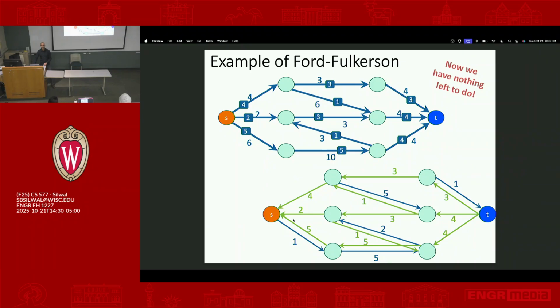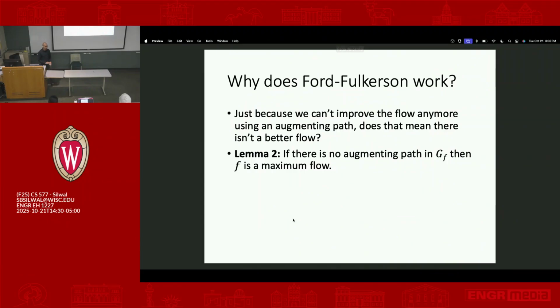Questions? Okay. All right, so now we need to prove why it works. Just because there isn't a path anymore in this graph G sub f, why does that imply that I can't improve the flow by 1? That's what we're going to show. Somehow, when S and T become disconnected, that's when you've found the maximum flow, okay?